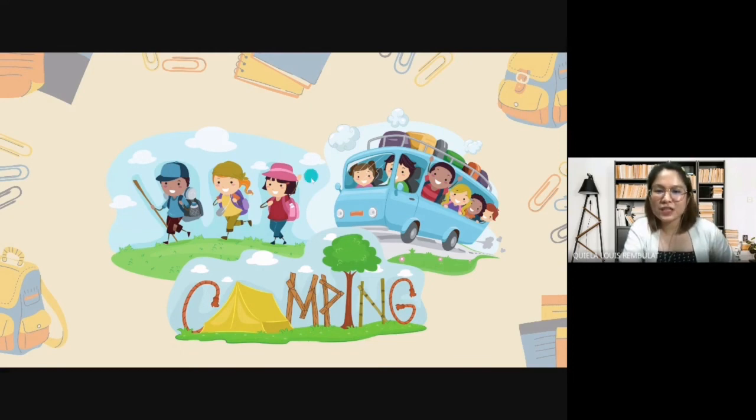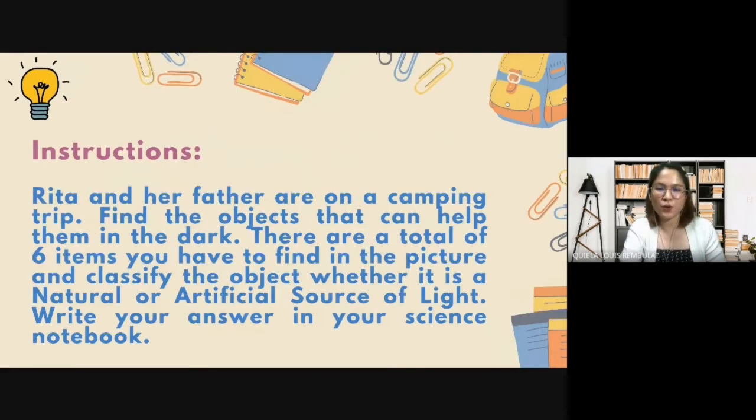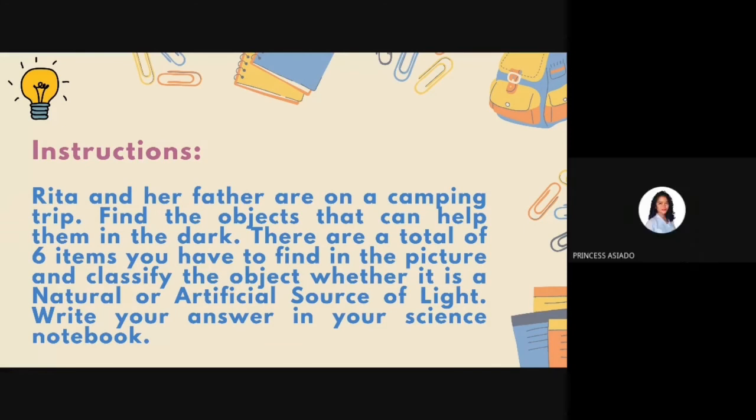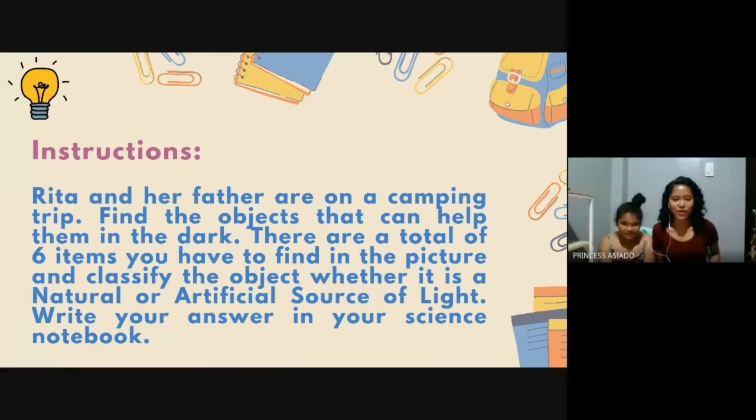For our last activity, we will answer your worksheet entitled Spot the Lights. So, Jaisel, can you read the instruction? Ako na lang po, teacher. Go ahead, Princess. Your father is on a camping trip. Find the objects that can help them in the dark. There are a total of 6 items you have to find in the picture and classify the object whether it is a natural or artificial source of light. Write your answer in your science notebook.